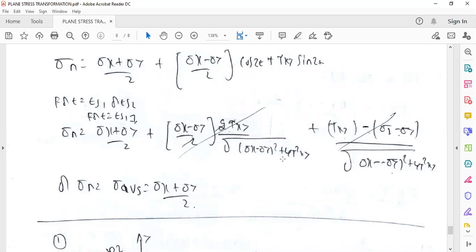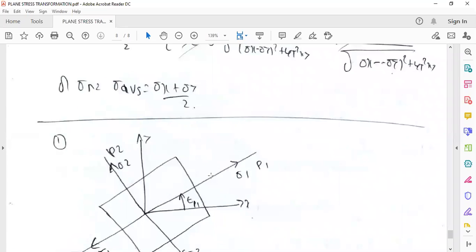This is nothing but, okay, this 2 cancels out. Therefore, it is sigma x plus sigma y, tau xy squared by this term, minus sigma x plus sigma y, tau xy squared by this term. This will cancel out. Whether you substitute theta s1 or theta s2, you will get sigma average is equal to sigma x plus sigma y by 2 only. Okay, hope you understood this.